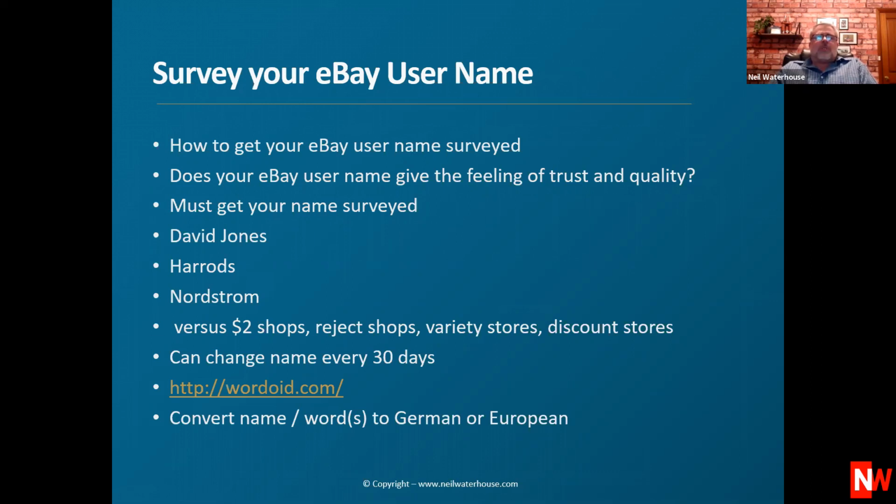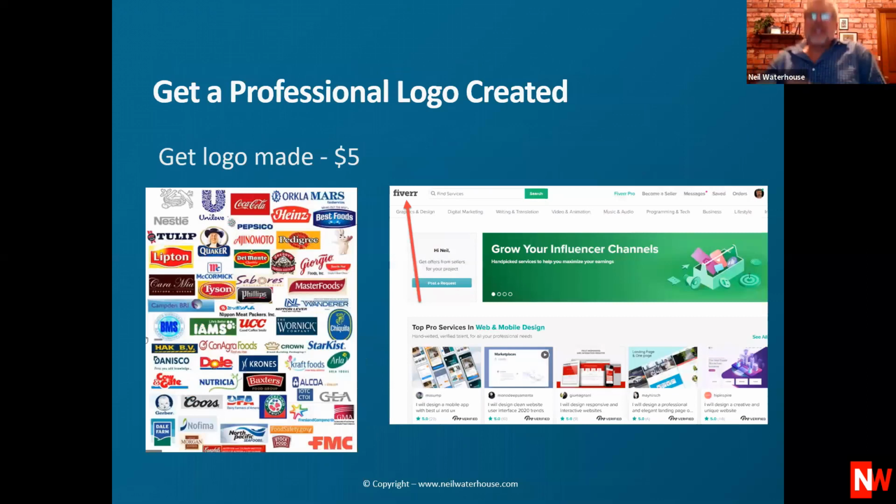Once you've got your name done, your next step is to get a professional logo made. And you get logos made these days for $5. You can go to somewhere like fiverr.com and get a professional logo made for $5. Really important.